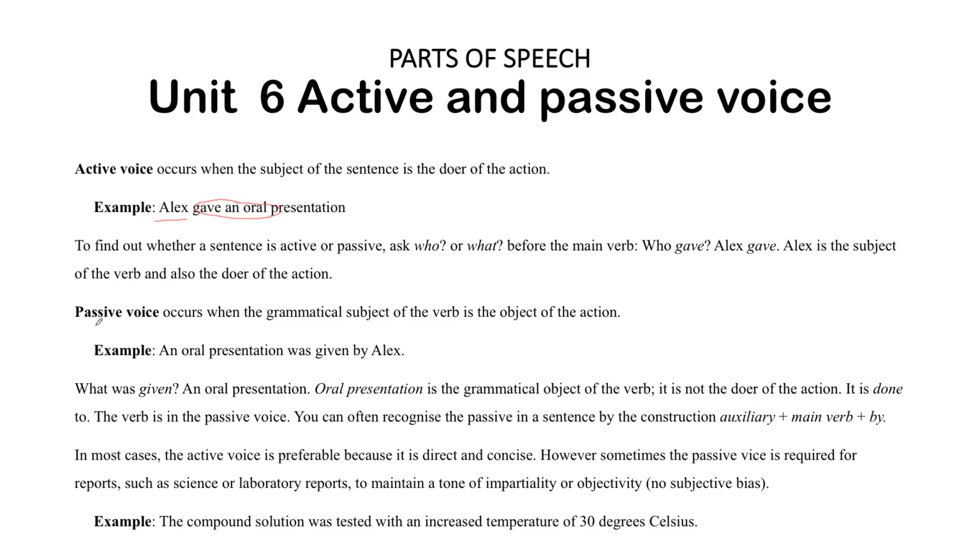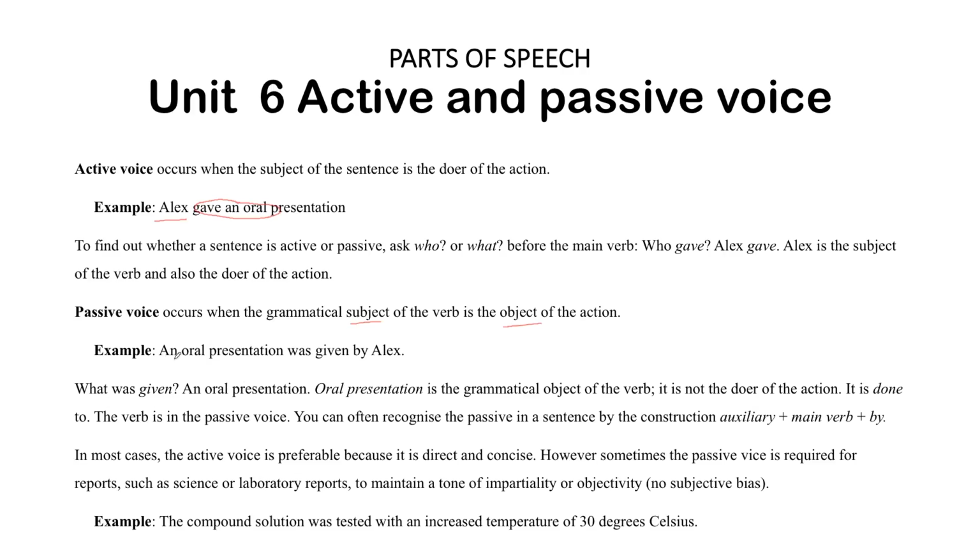Now when it comes to passive voice, this occurs when the grammatical subject of the verb is the object of the action. So we've got some different terminology here. You need to know what the subject and object within the sentence is. For example, here we've got an oral presentation was given by Alex. So in this case, this occurs when the grammatical subject of the verb is the object of the action. So we know it's the same information, just in a different order.